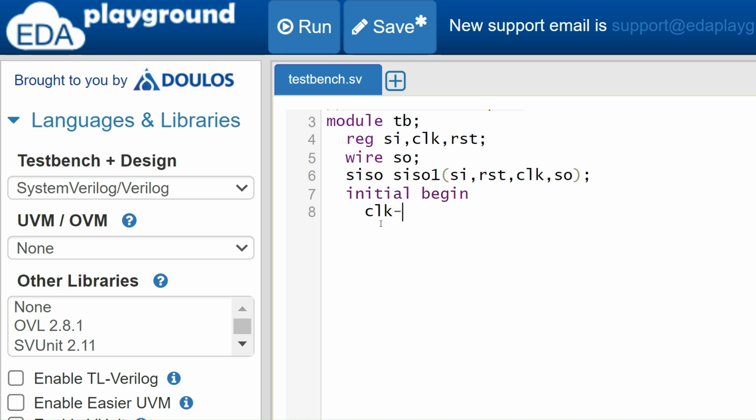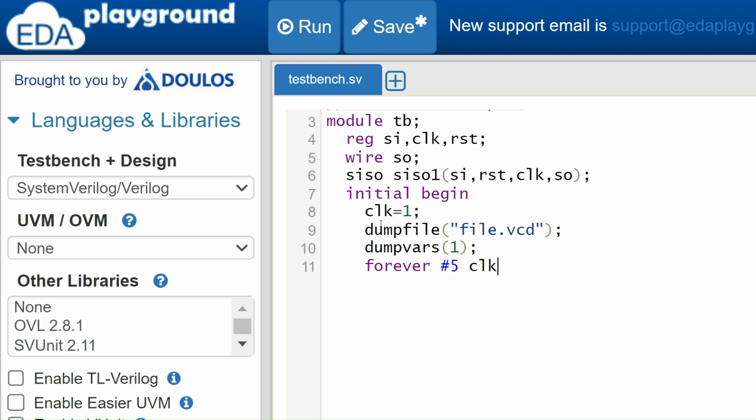Initially, I assume the clock is equal to 1. Now I will write the dump file command so that we can see the outputs in the waveform file, the dump file and dump vars 1. Now I am using the forever command, which means the clock signal will keep toggling every 5 time units: clock equals complement clock. Now I am closing this.